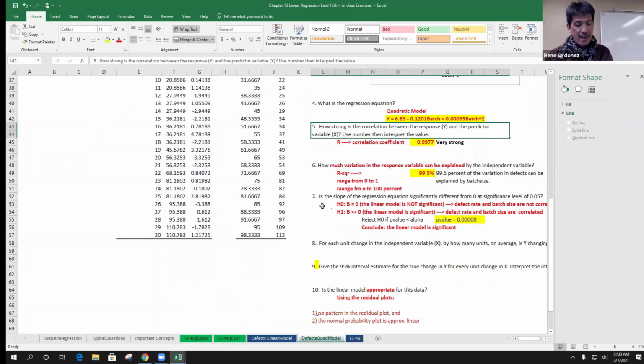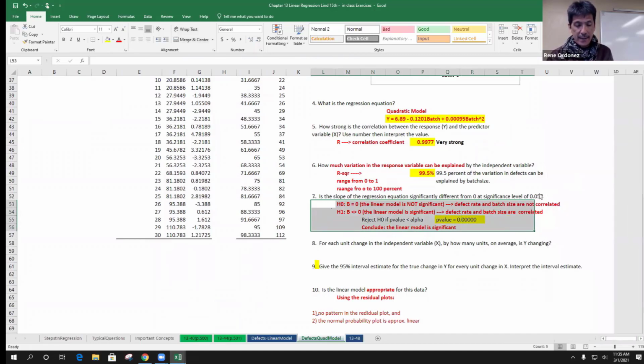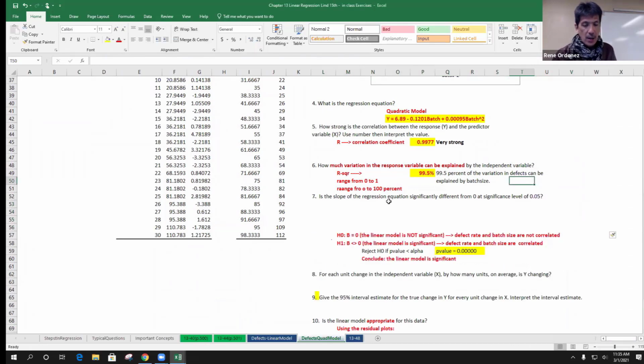Now for number 7, we will need to modify this a little bit because in the quadratic model, there are 2 coefficients that need to be tested. Right? So now we're kind of leading to the next chapter, which is multiple regression. We define the difference between simple regression and multiple regression models.